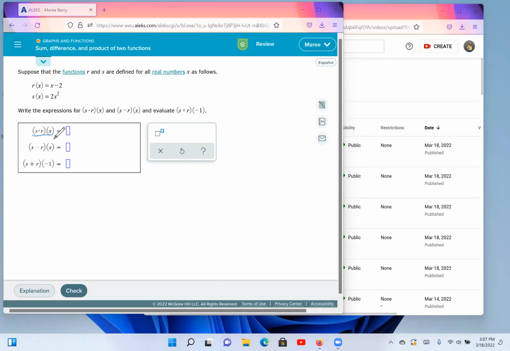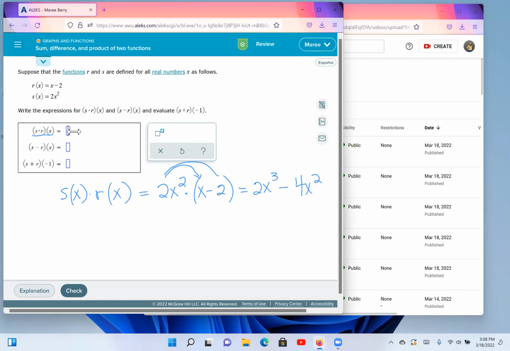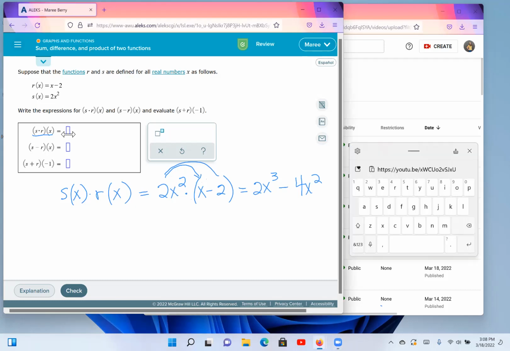When it says s times r of x, we're going to take our function s of x and we're going to times it by r of x. So our function s of x is 2x squared, and we're going to times it by x minus 2. So in this case, we're going to have to use the distributive property and times 2x squared times x, which is 2x cubed. Then we'll times 2x squared times negative 2, which is a negative 4x squared. And that's what we're going to type in for our answer for this one.